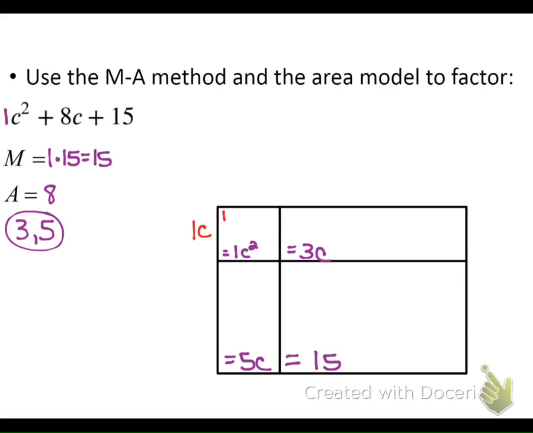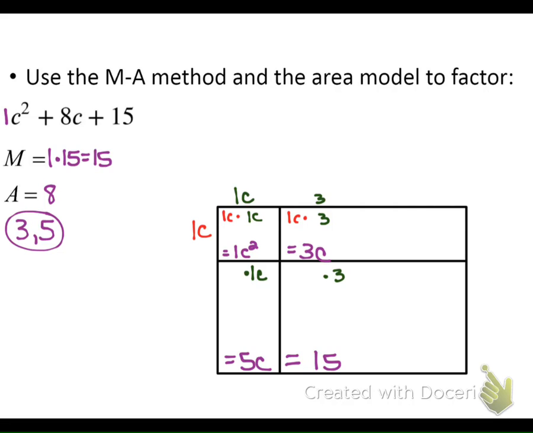So I know my height. I know my total area. So now I need to find my width. Okay? Well, let's think. 1c times what gets me to 1c squared? 1c. So that's the width for the top, which also means it's going to be the width for the bottom. And we put our width second. So then I come to my second rectangle. 1c times what gets me to 3c? 3. So that's my width at the top and my width on the bottom. So my top row is filled out.